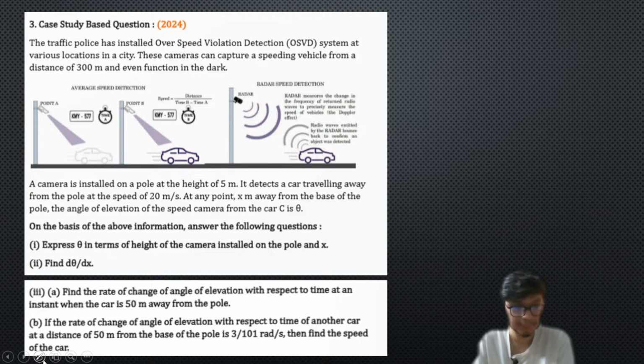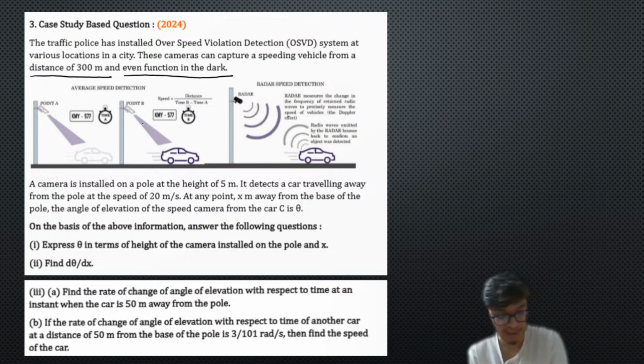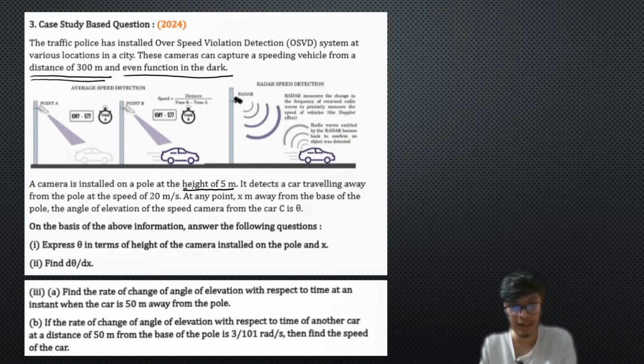It can capture the speeding vehicle at a distance of 300 meters, and it can even function in the dark. It is not a function of light or dark. Now what is mentioned is that the camera is installed on a pole at a height of 5 meters. You can see that while reading the problem, I am highlighting the keywords. It is able to find a vehicle speeding at 300 meters. The camera is installed at a height of 5 meters. Those are the keywords giving me the input for the given question.